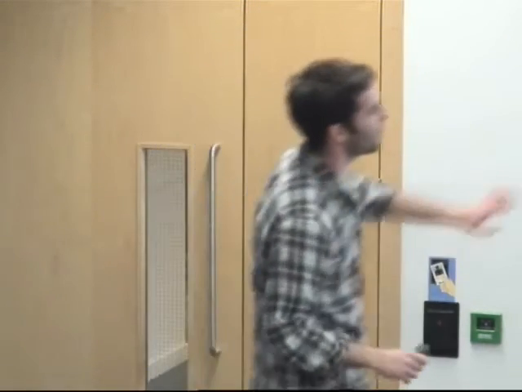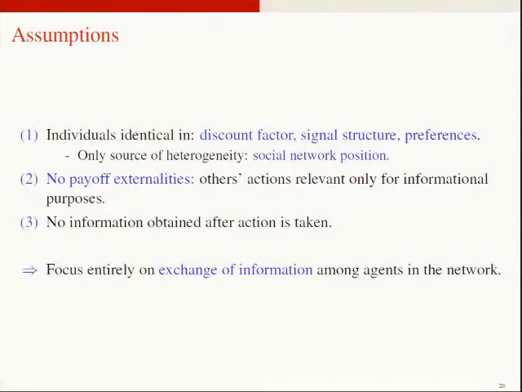Modeling the fact that after taking an action, an agent might become more informative for his social network is yet another line of work that has to do with experimentation and strategic issues. I'll touch upon that at the end of the talk. And the reason why we make all these assumptions is simply to focus on the exchange of information among agents and how the structure of the network affects their information aggregation.